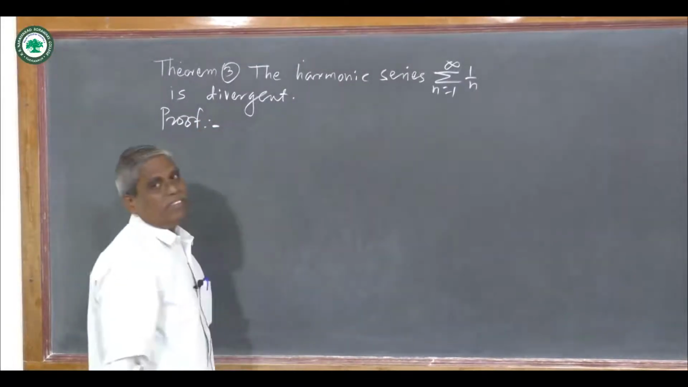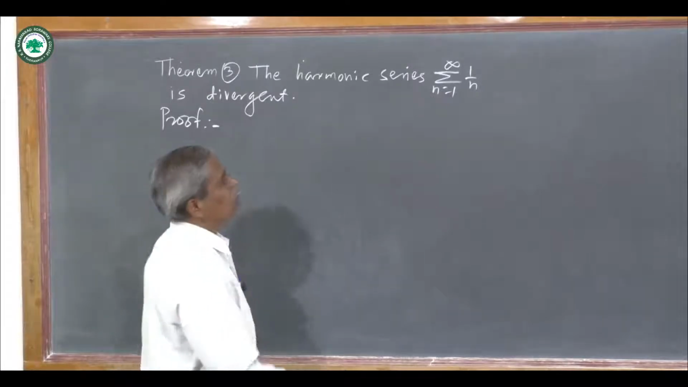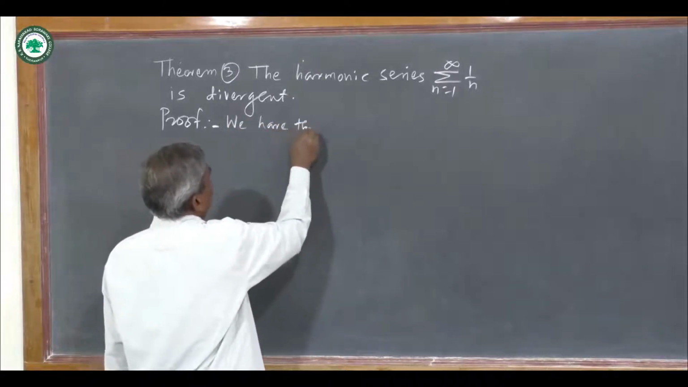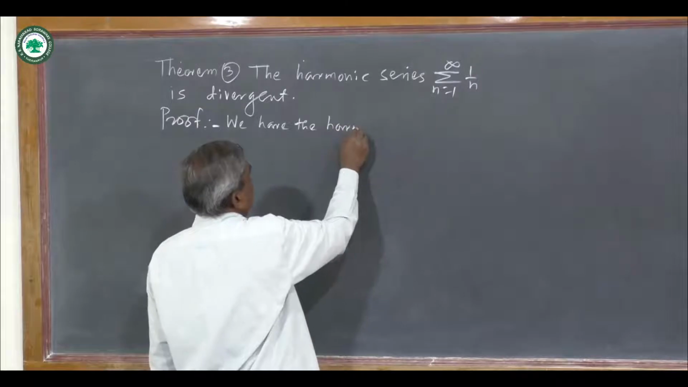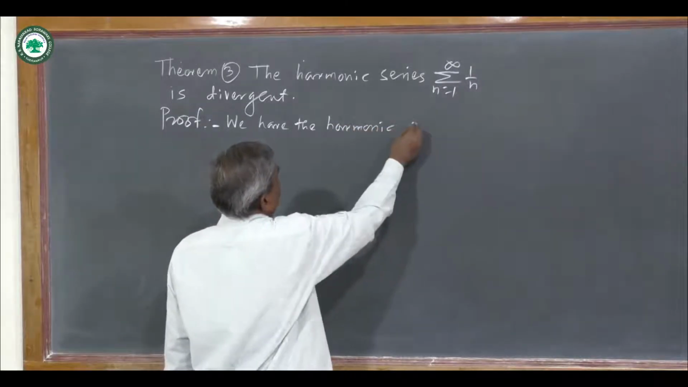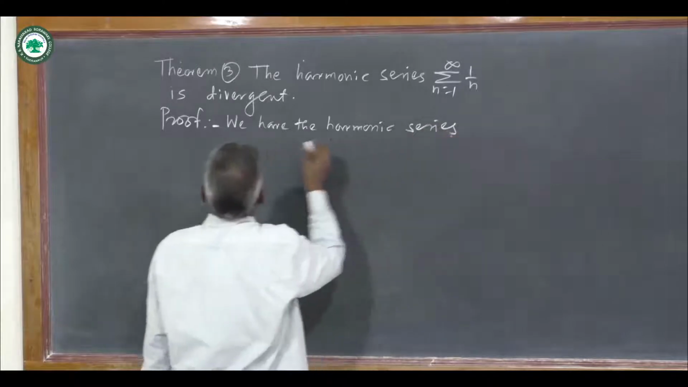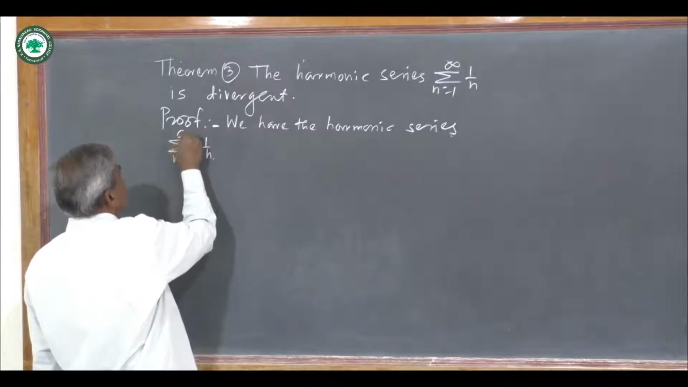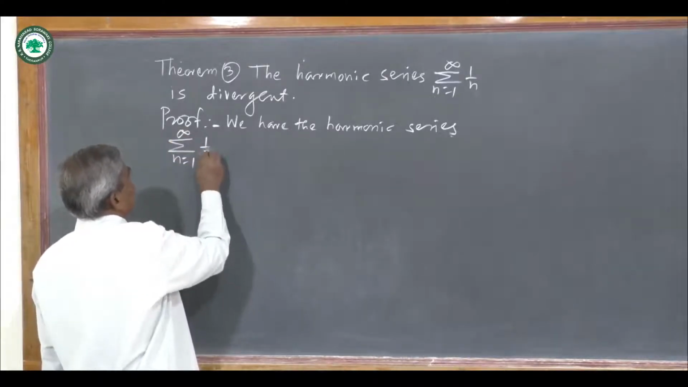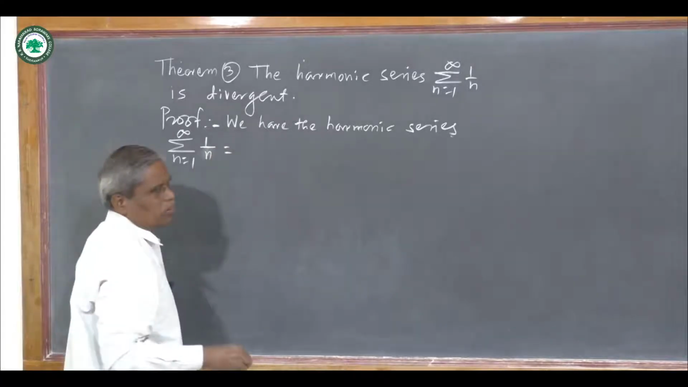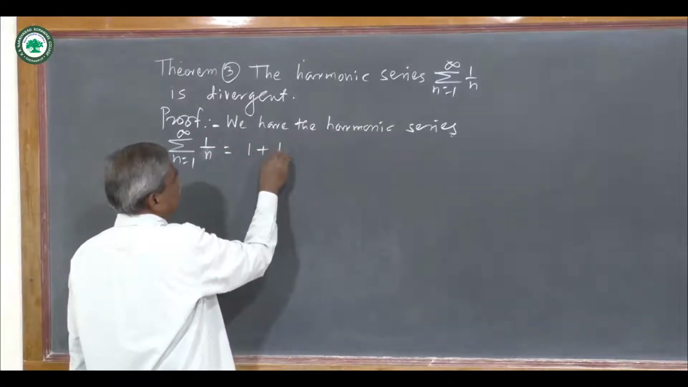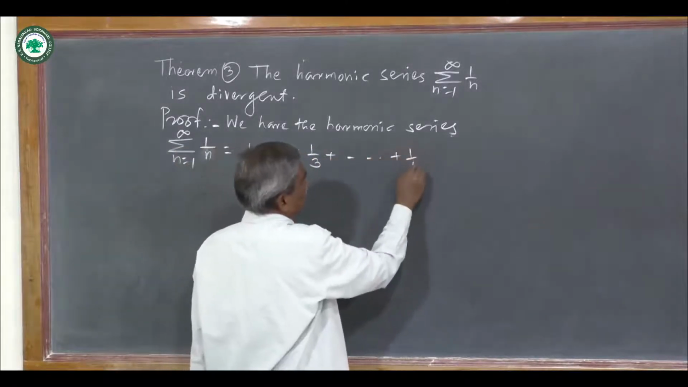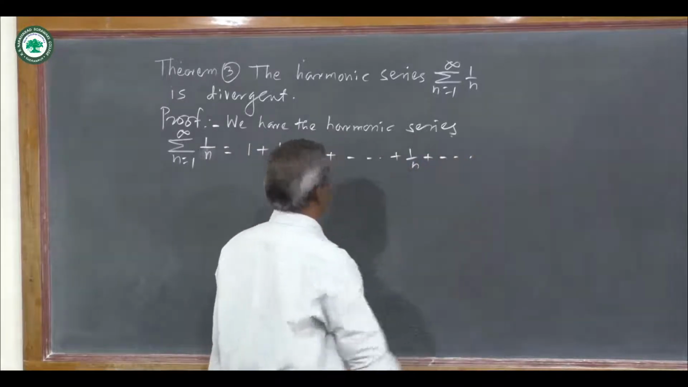We have the series sigma 1 upon n, the harmonic series. Summation 1 by n, n equal to 1 to infinity, which is equal to 1 plus 1 by 2 plus 1 by 3 plus and so on plus 1 by n plus and so on.